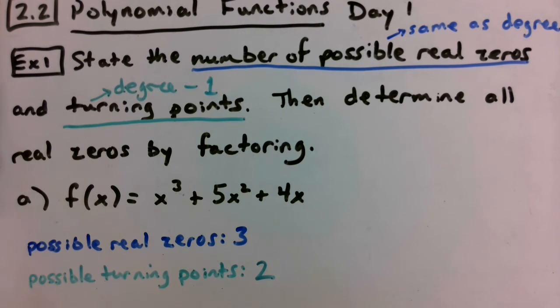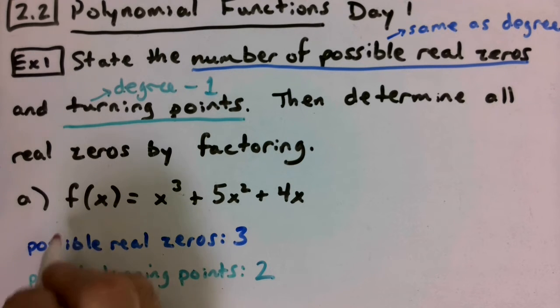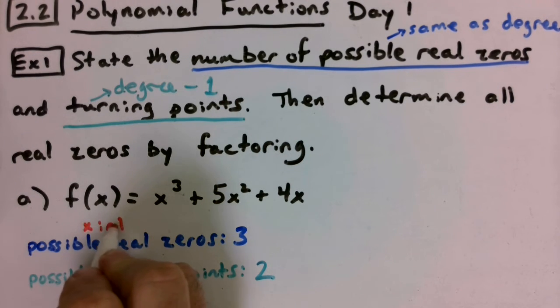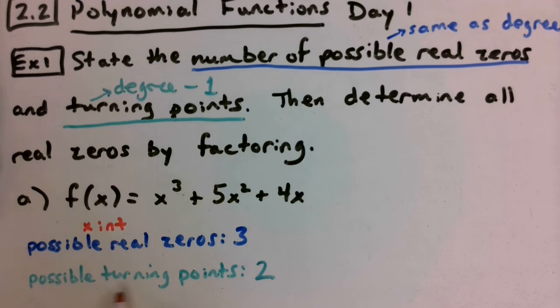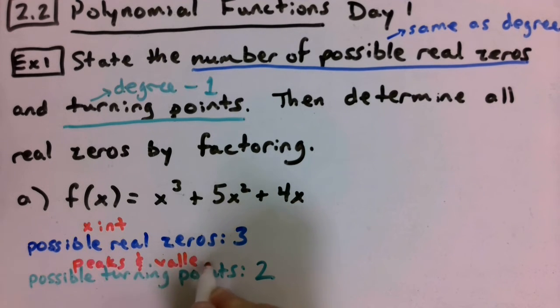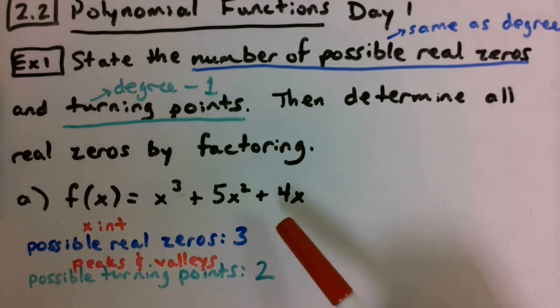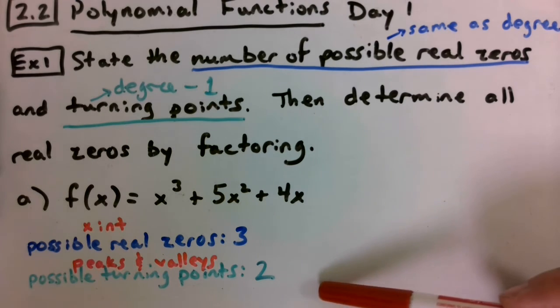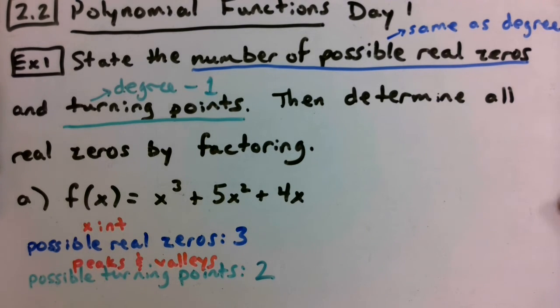points is 2. You don't have to graph this, but just as a quick reminder, when you are taking a look at possible real zeros, these things are the same thing as the x-intercepts. And your possible turning points, those are peaks and valleys in your graph. Peaks and valleys. So when you're taking a look at a polynomial function and you're looking at the graph, it is going to be going upward and downward as you go from left to right.